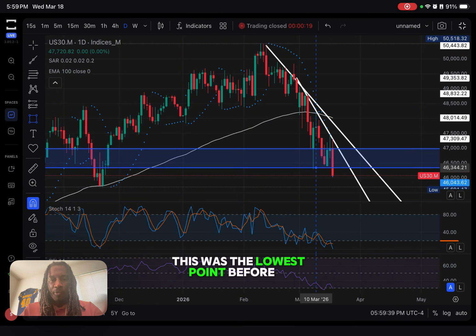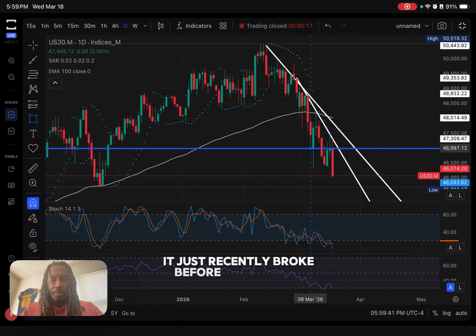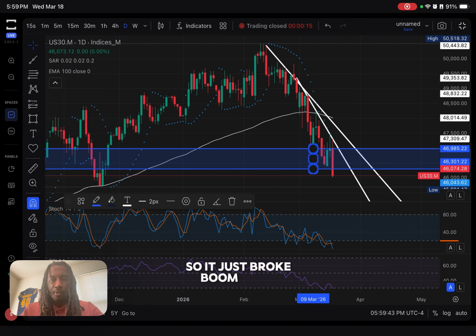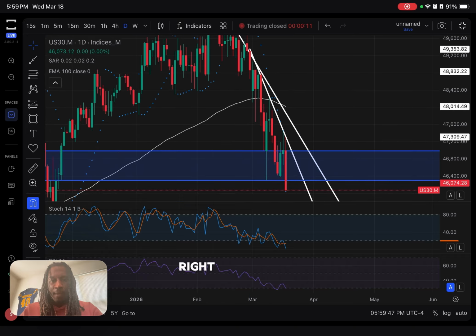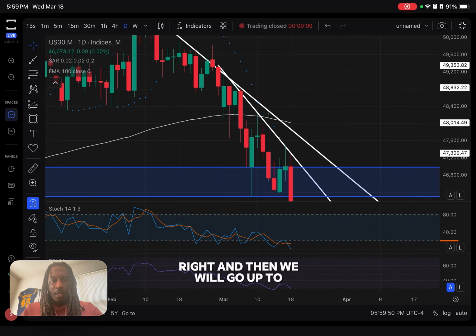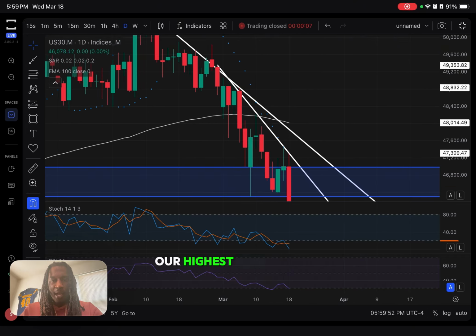This was the lowest point before it just broke. It just recently broke before this market closed, right? So it just broke, boom. So right here, this would be that most recent support. And then we would go up to our highest point before that.